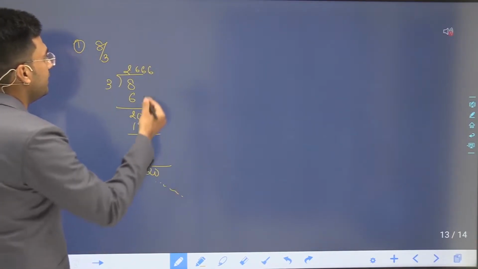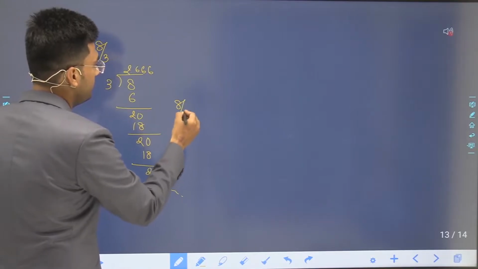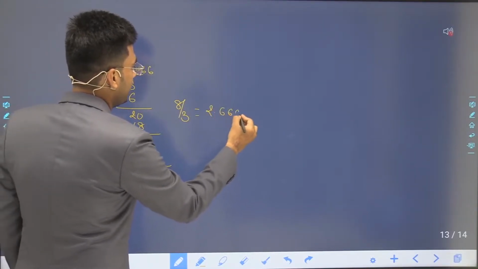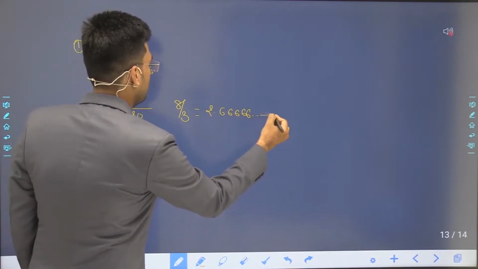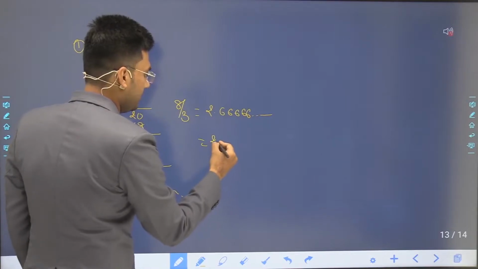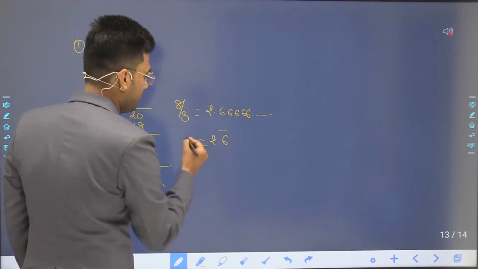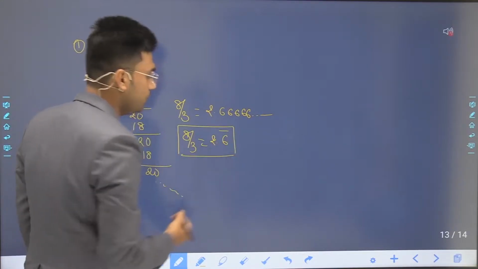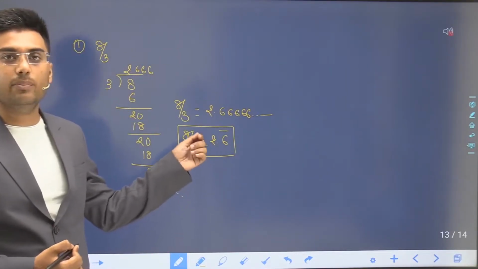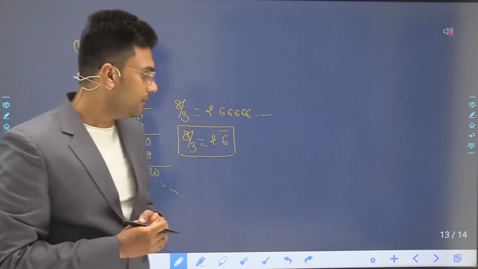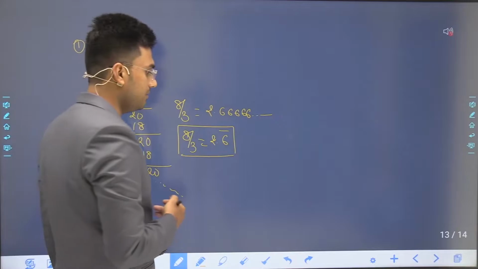So we can write 8 by 3 as 2.66666, and this goes on, or these repeating digits can be written as 2.6 bar. So we can write 8 by 3 is equal to 2.6 bar, and here the bar represents that the digit is repeating infinitely. Okay, now let's take one more example.